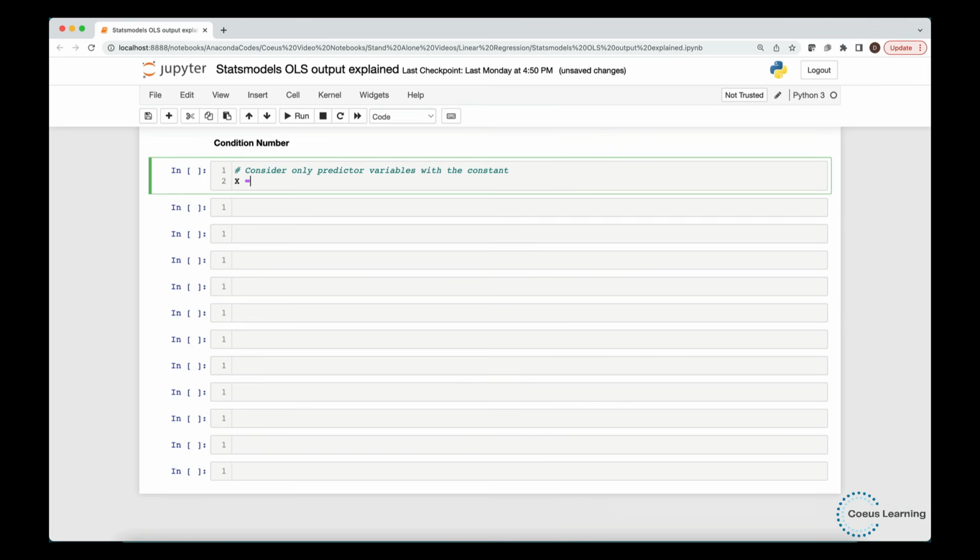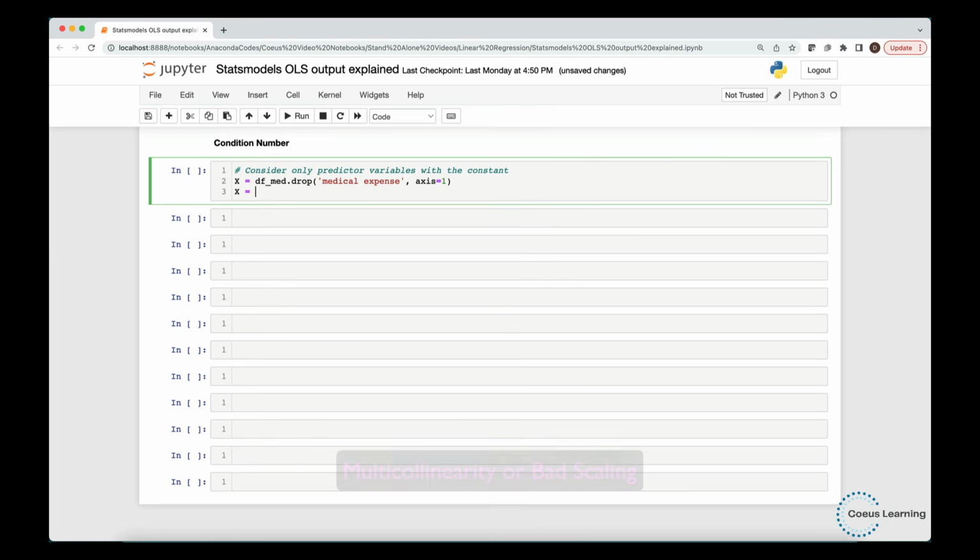Condition number is an indicator for multicollinearity. A high value indicates presence of multicollinearity. The condition number for the matrix X, as reported by StatsModels, is an indicator for numerical problems that can be caused by either multicollinearity or bad scaling.